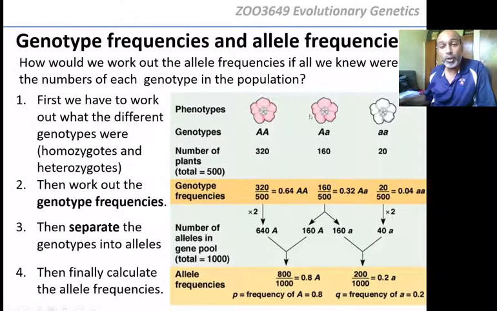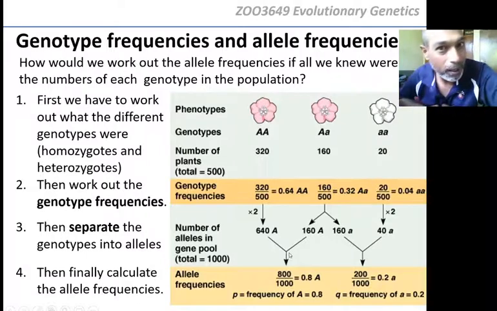So it's 640, that's 320 times 2 is 640, plus 160. We don't times by 2 because why? This other 160 is small a. It has to go to this side when we're collecting small a's. But now we're collecting big A's. We go 640 plus 160 is equal to 800.